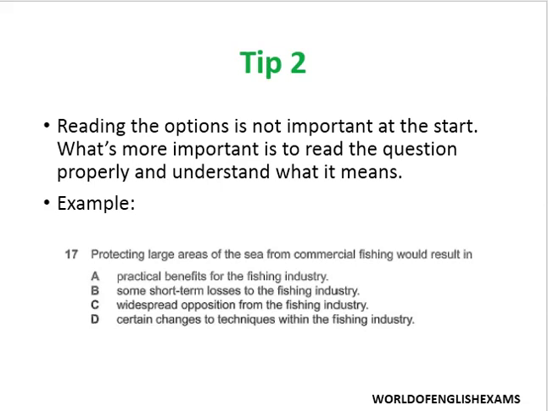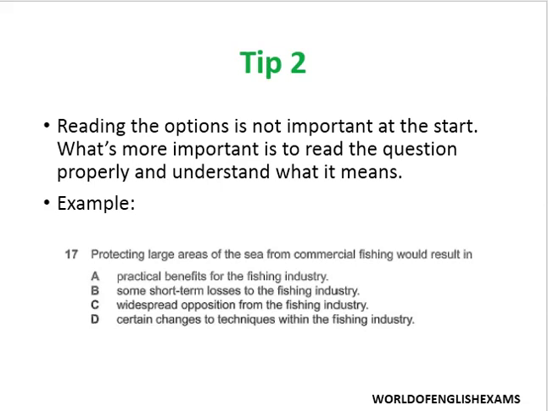So an example of which is given here: protecting, that is safeguarding large areas of the sea from commercial fishing. Commercial fishing is fishing for commercial purposes. Would result in. Here the question is asking us to look at what could be the impact of protecting these large areas from commercial fishing. That is, if we do not permit commercial fishing to be done on a large scale, then what would it result in?